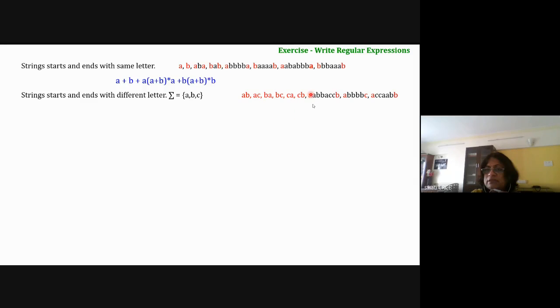And then if it is starting with A, it should end with a different letter. Okay, so what to write here? Now your sigma is equal to A comma B comma C. If it is starting with A, it can end with either B or C. If it is starting with B, it can end with either A or C. In between that, anything can be there.